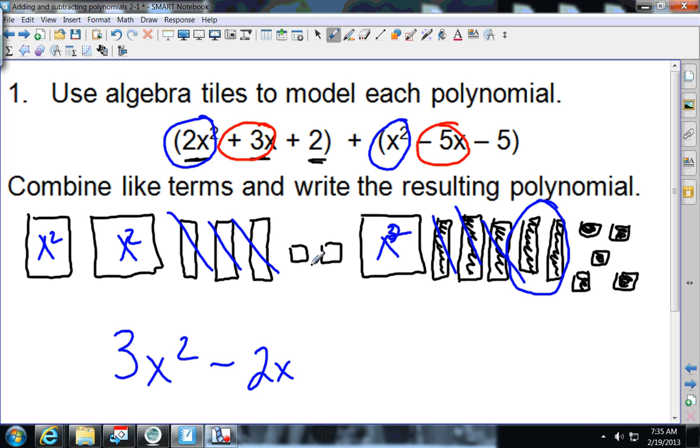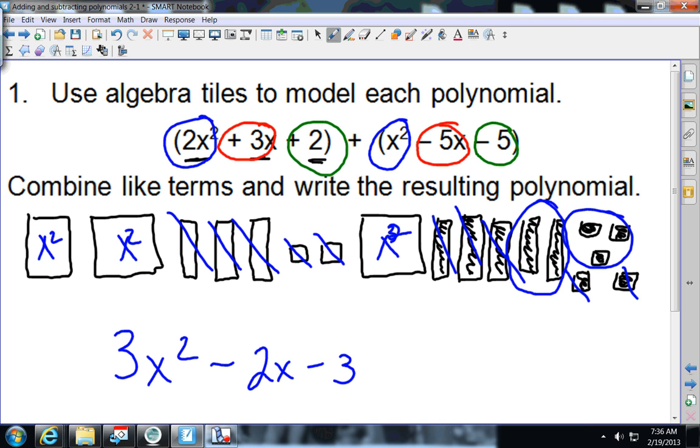There we go. I've got 2 positive units and 5 negatives. A positive unit takes away a negative unit. Positive takes away a negative. What am I left with? 3 negatives. Which totally makes sense because, again, 2 minus 5 is negative 3.